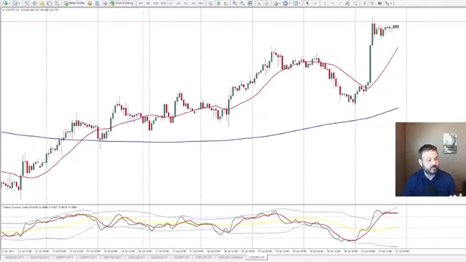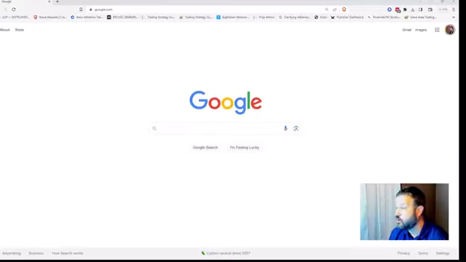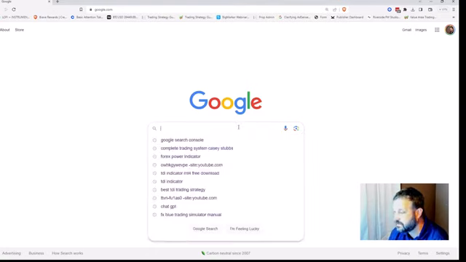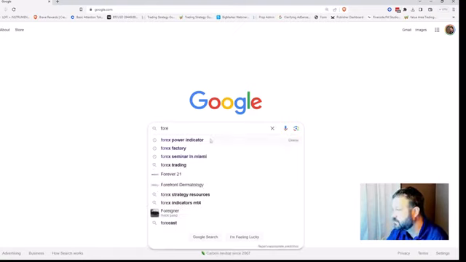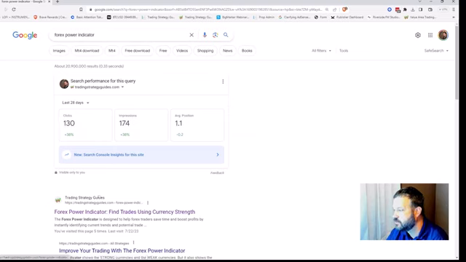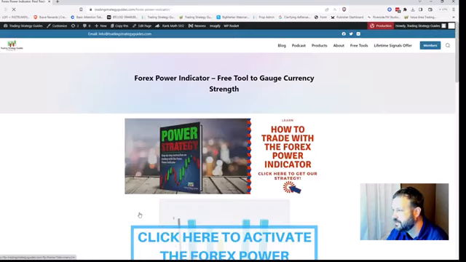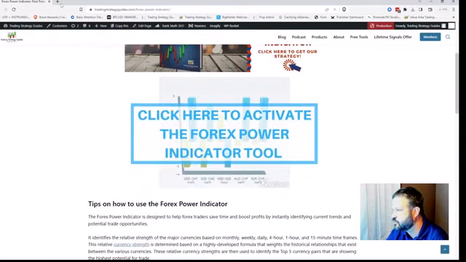So the very first thing we're going to do now is we're going to go over to Google and we're going to look for the strategy. Make sure that we'll have the links in here as well, but you can do this by just searching Forex power indicator. If you search Forex power indicator right here, it will show you how to get to the tool. So that's the first tool we're going to need.